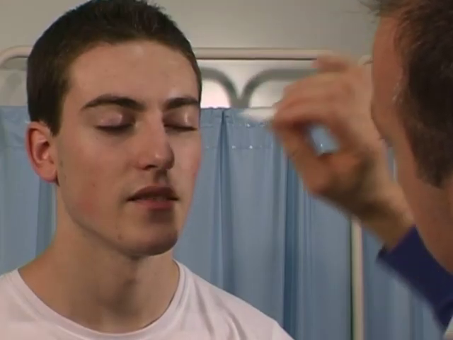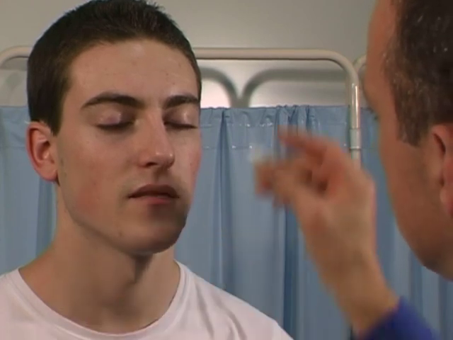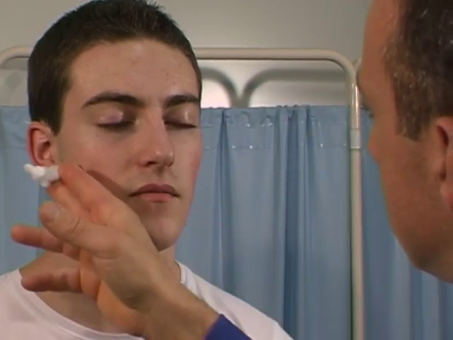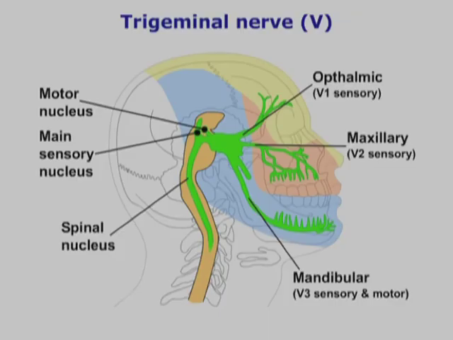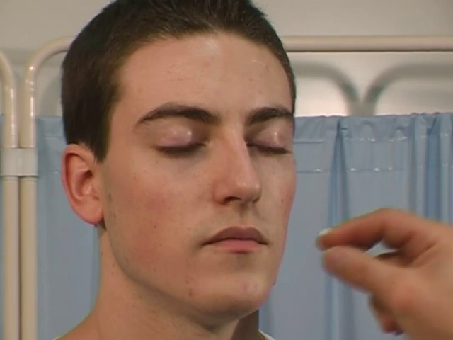Now assess the sensory component of the trigeminal nerve. Test with light touch and pinprick. You should also test for temperature sensation if necessary. Ensure that you cover all the areas in the distribution of the ophthalmic, maxillary, and mandibular divisions. Test for sharp and dull sensations using the sharp but occasionally substituting the blunt end of the pin.